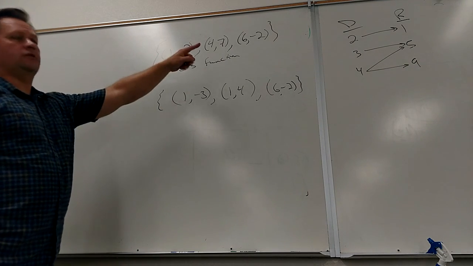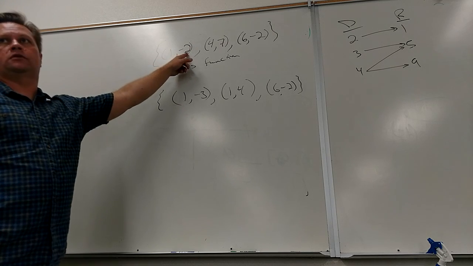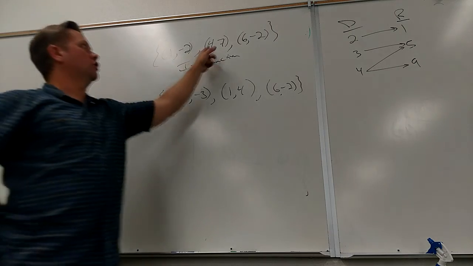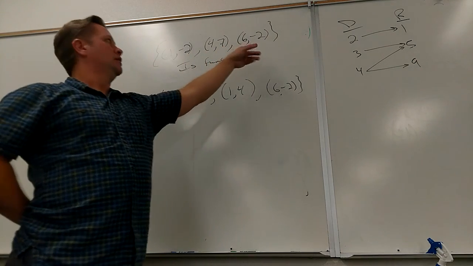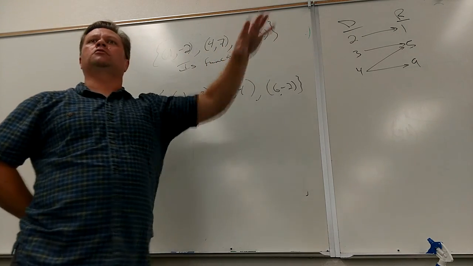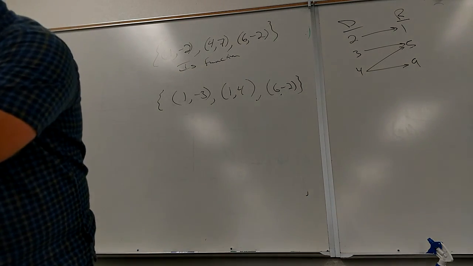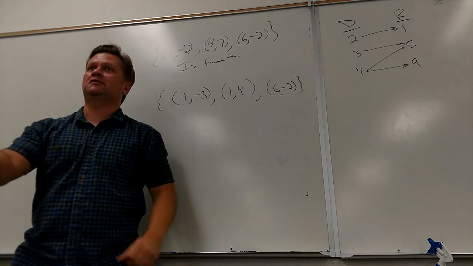So why is this a function? Because 1 only goes to -2. Does 1 go to anything else? No. Does 4 go to anything else than 7? No. Does 6 go to anything else than -2? No. So again, does it make physical sense for this book to stay right there where it is?